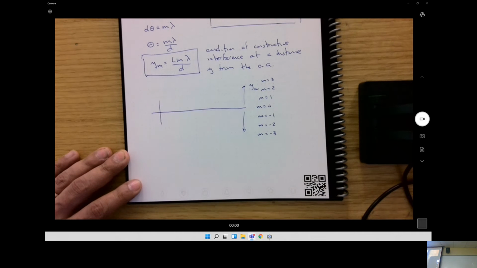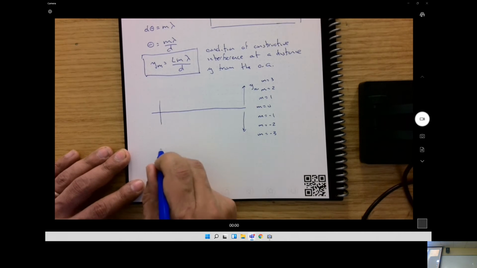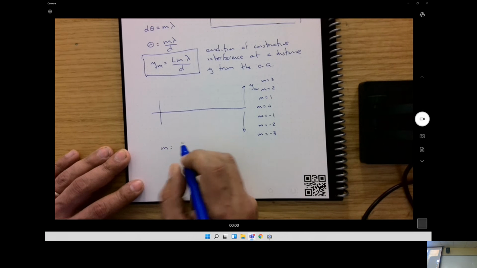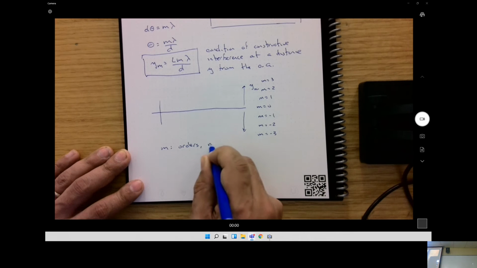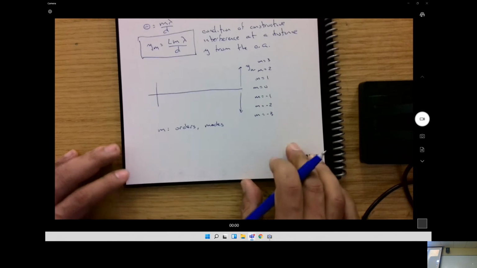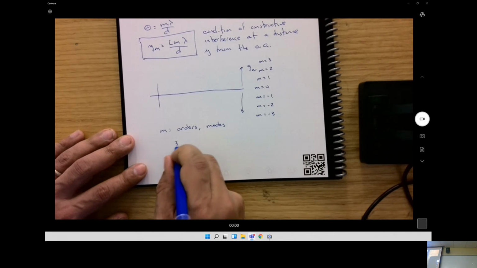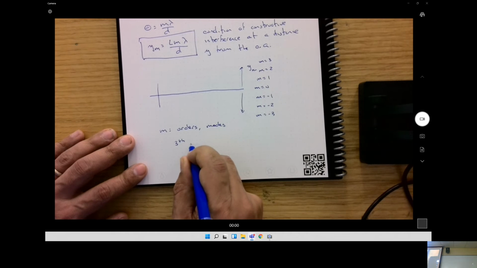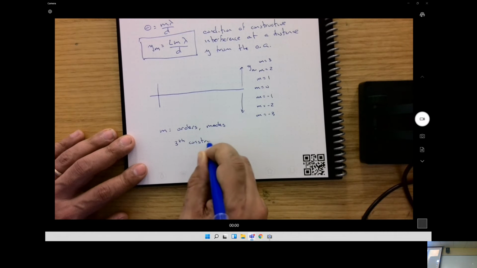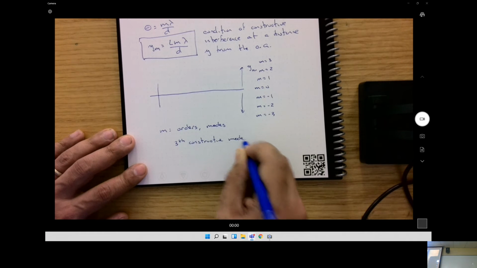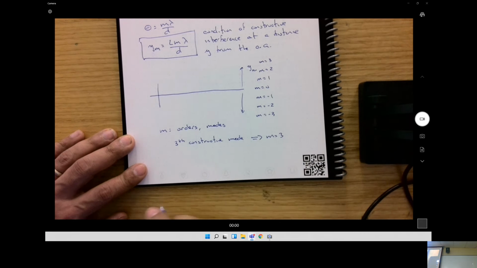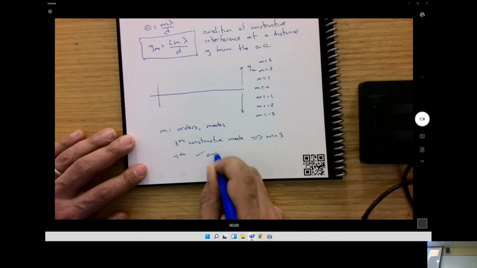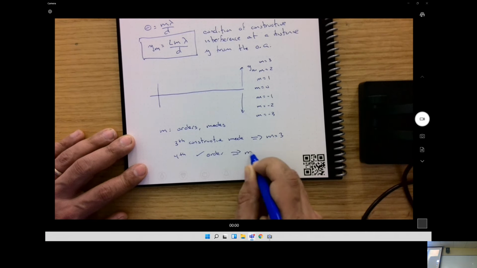And again, these m's are usually called orders, so you're going to see it as orders or modes. So if I'm talking about the third constructive mode, or the third constructive order, they basically imply what happens when m equals 3. If they say what is the fourth constructive order, they imply m equals 4.